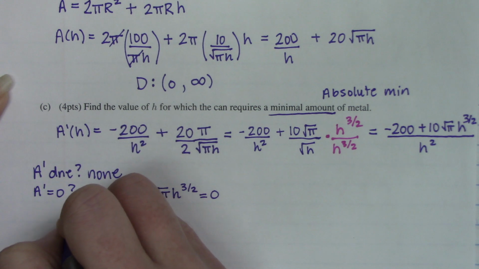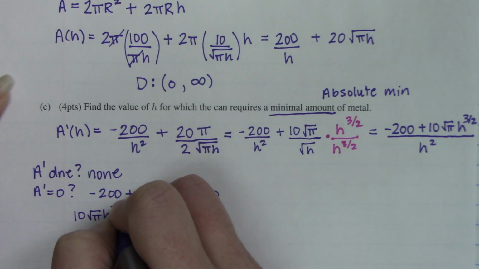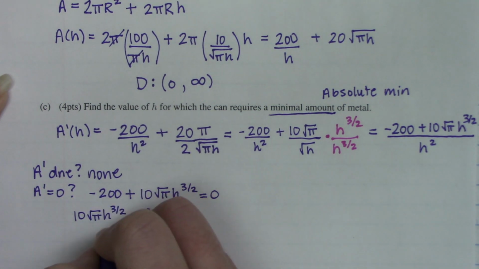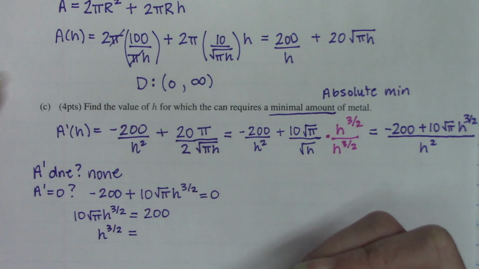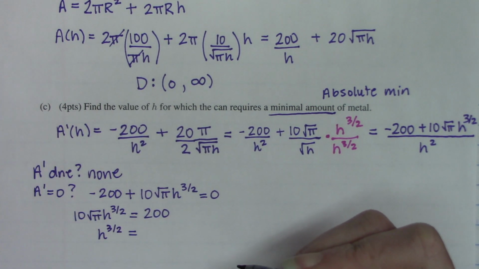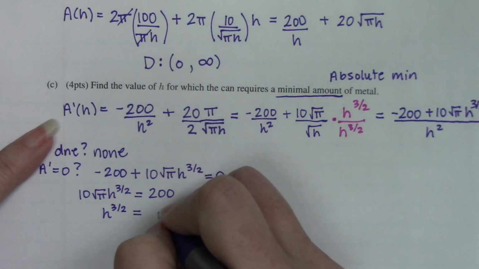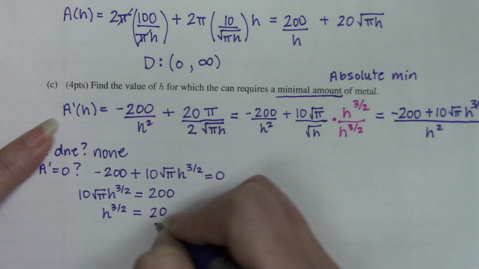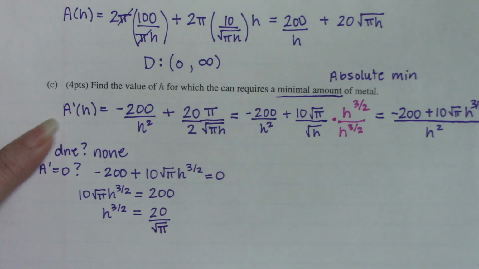So that's going to give me 10 square root of pi times h to the 3/2 equals 200. And then I'm going to move everything that's not in h, right, by dividing to the other side. So when you divide 200 by 10, you get 20. And then the square root of pi is in the denominator.